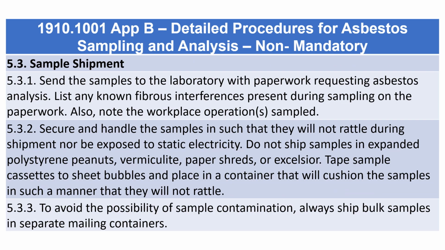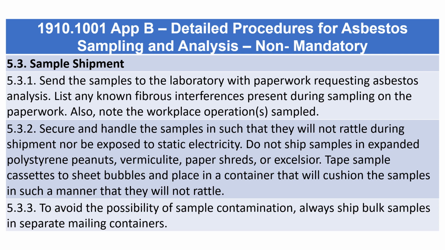5.3. Sample shipment. 5.3.1. Send the samples to the laboratory with paperwork requesting asbestos analysis. List any known fibrous interferences present during sampling on the paperwork. Also, note the workplace operations sampled.